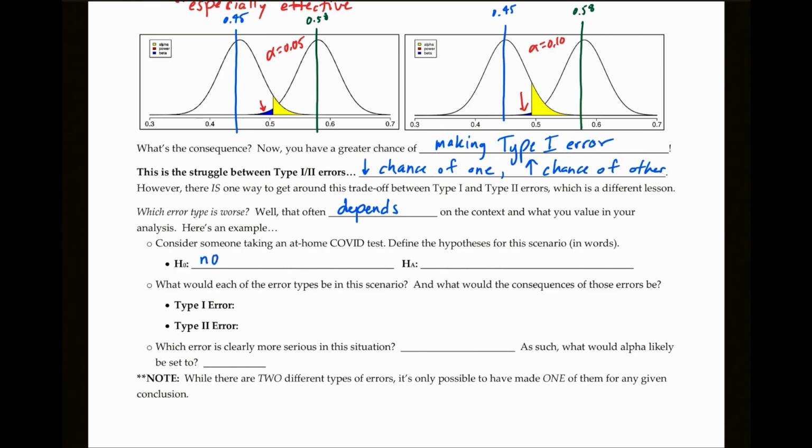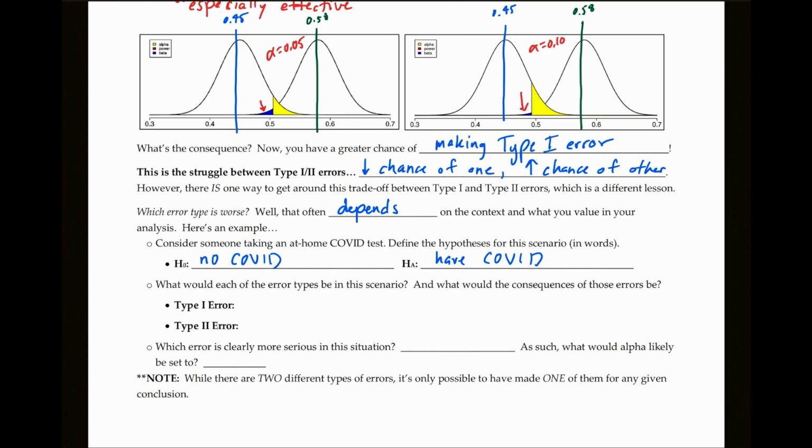So the null hypothesis is you don't have COVID. That would be the status quo, right? You might be taking it for a reason, maybe because you're feeling some symptoms, but the idea is that the status quo, the no change, is that you don't have COVID. But on the alternative there, perhaps you do have COVID.